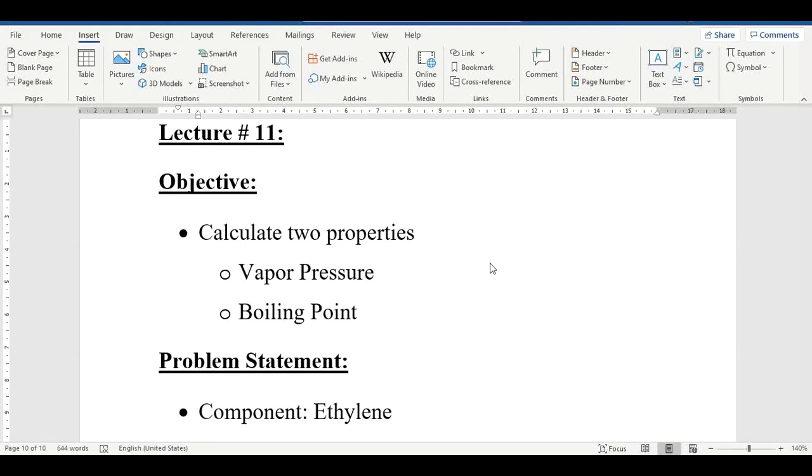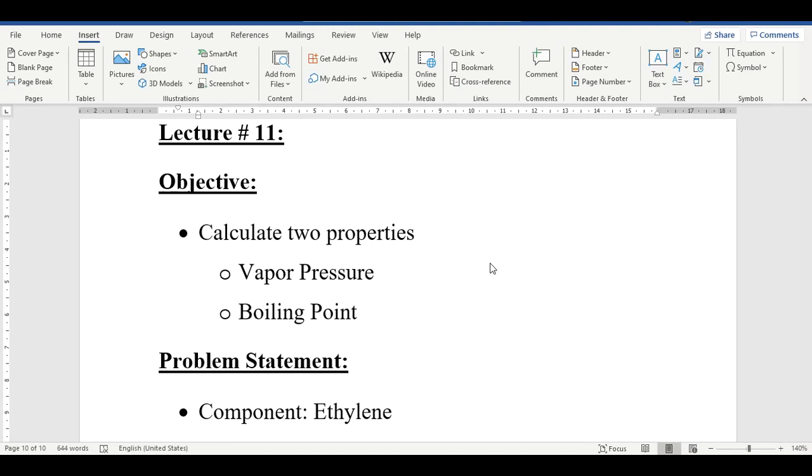Today we will learn how to calculate vapor pressure and boiling point. As you know, these two properties are important when we are dealing with a distillation column, because in distillation columns the separation takes place on the basis of difference in boiling points or relative volatility, in which vapor pressure gives the information about the volatility of a component. High vapor pressure means high volatile and low vapor pressure means low volatile.